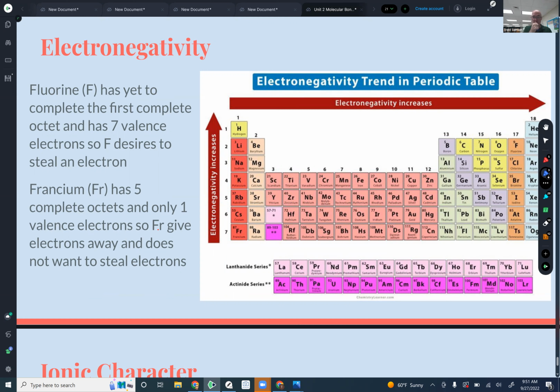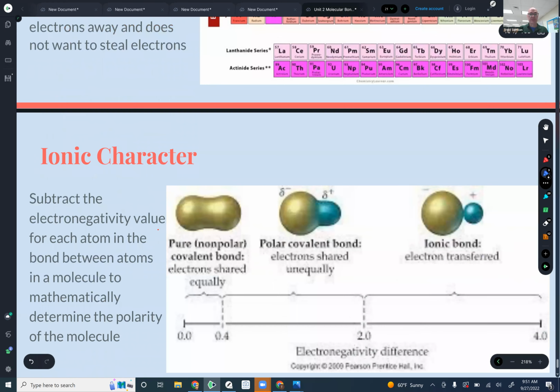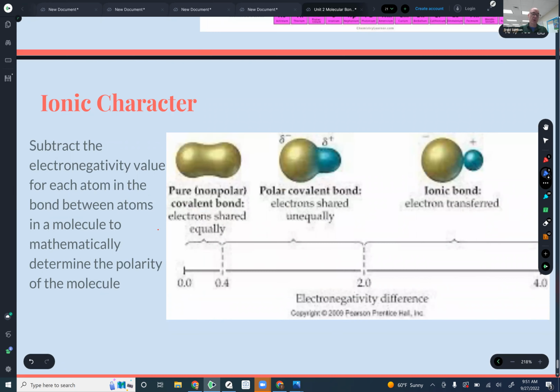has 6 completed rings. It doesn't necessarily need a 7th completed ring, so it is not interested in stealing anyone else's electrons. In fact, it's the opposite. It's willing to give its electrons. So the closer you are to a stable octet, the more likely you are to steal electrons. The lower you are on the periodic table, the less likely you are to steal it.